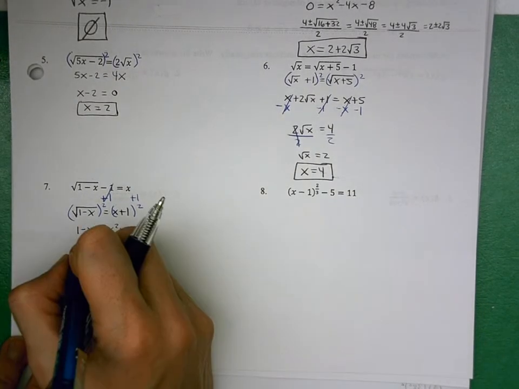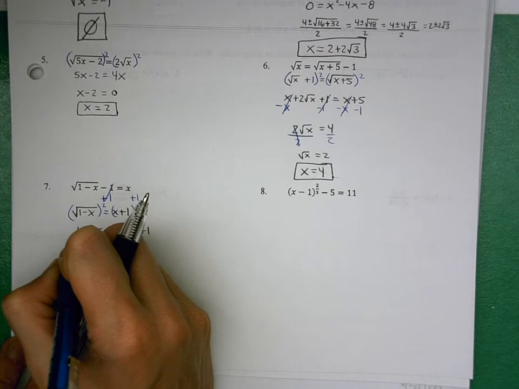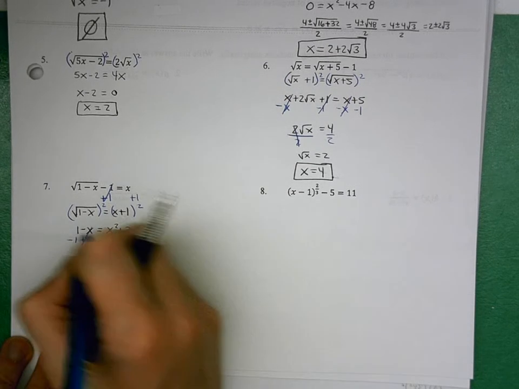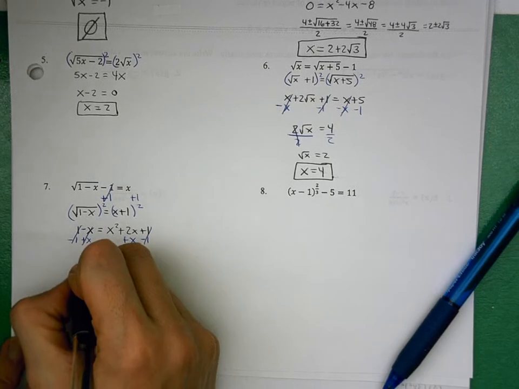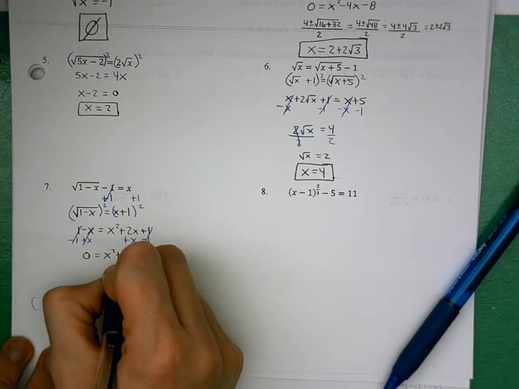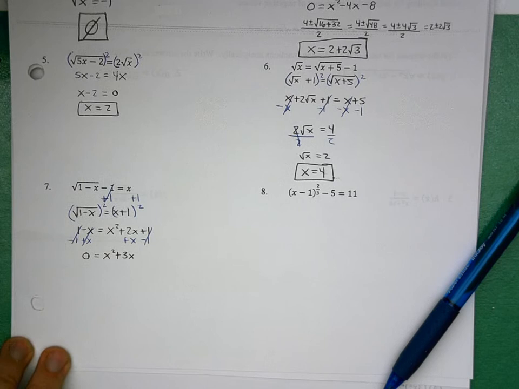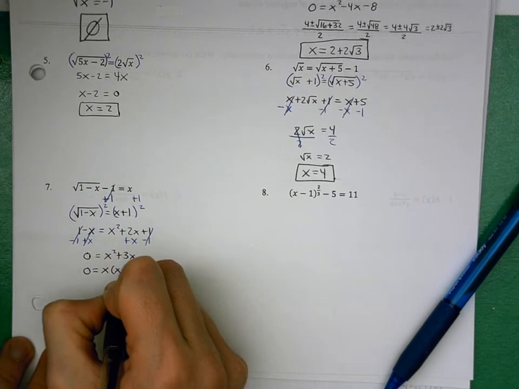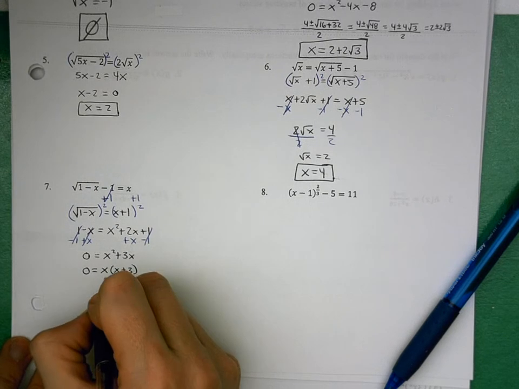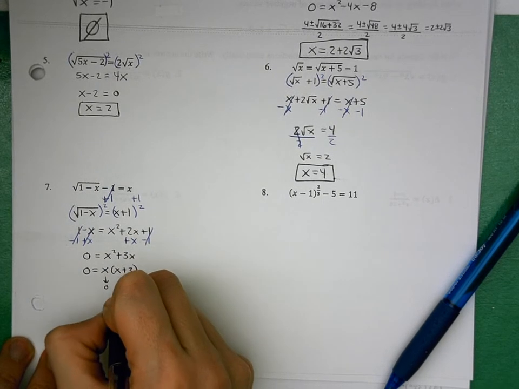Getting this to equal 0, we're going to add x and subtract 1 to both sides. And so we get 0 equals x squared plus 3x. This does factor. 0 equals x times x plus 3, which gives me 0 and negative 3.